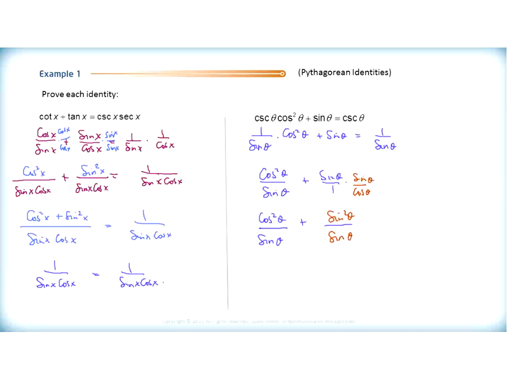So I've created an equivalent fraction. Sine theta over 1 is equivalent to sine squared over sine. I do have the same denominator now of sine theta, of course. And remember what I'm trying to get this to equal. I'm trying to get this to equal 1 over sine theta.